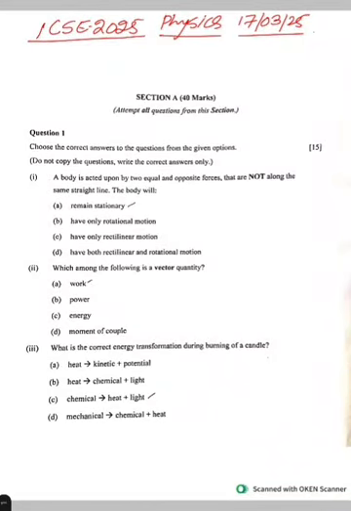So today there was the physics exam for ICSE board class 10. I hope your exam has gone very well. So let's discuss the solution today. See our first MCQ question.